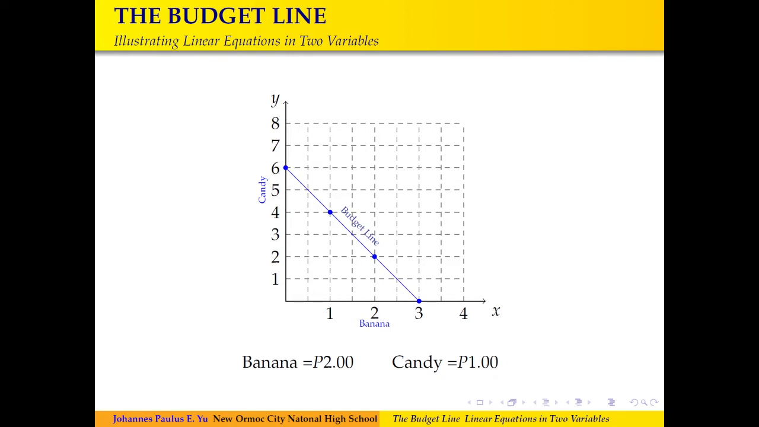On the screen is a graphical representation. Notice that there are two axes. The first is the horizontal axis, called the x-axis, with the commodity banana. The name of the x-axis is banana. The other, vertical axis is the y-axis, and it has the commodity candy.